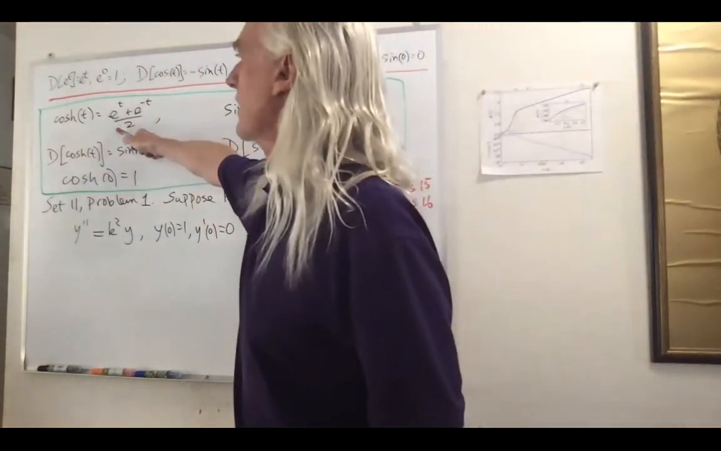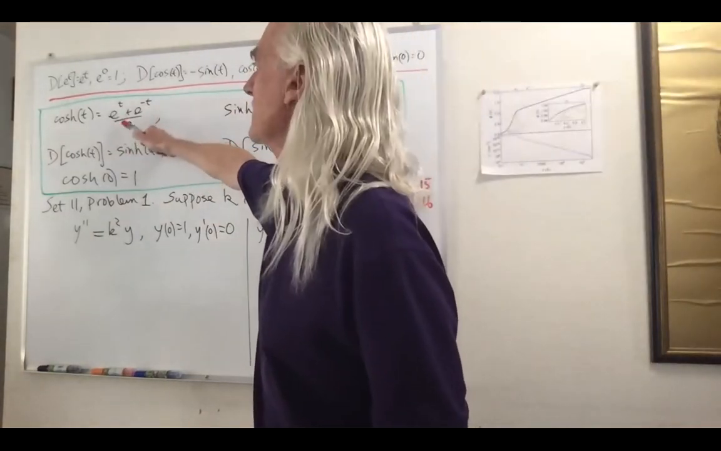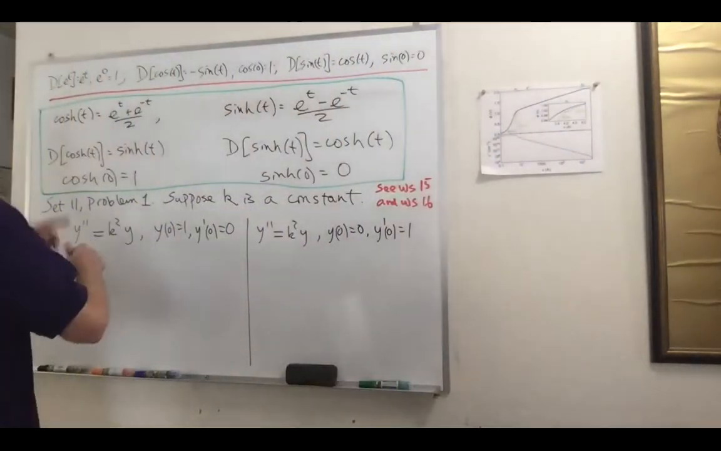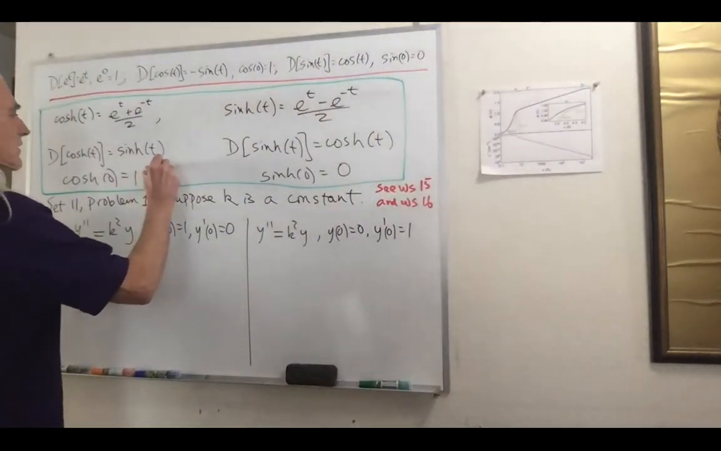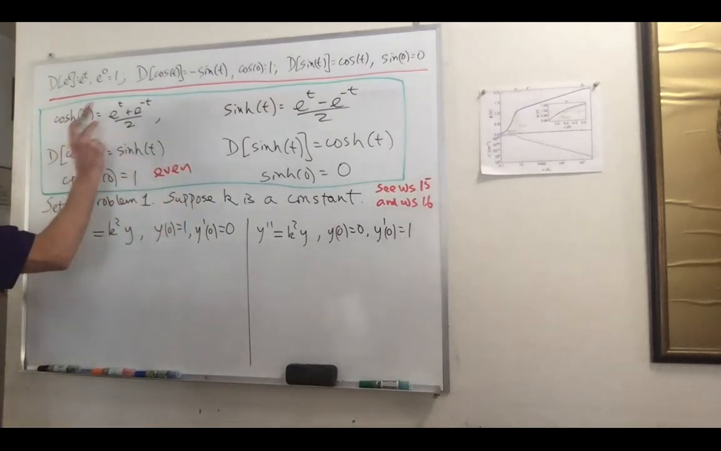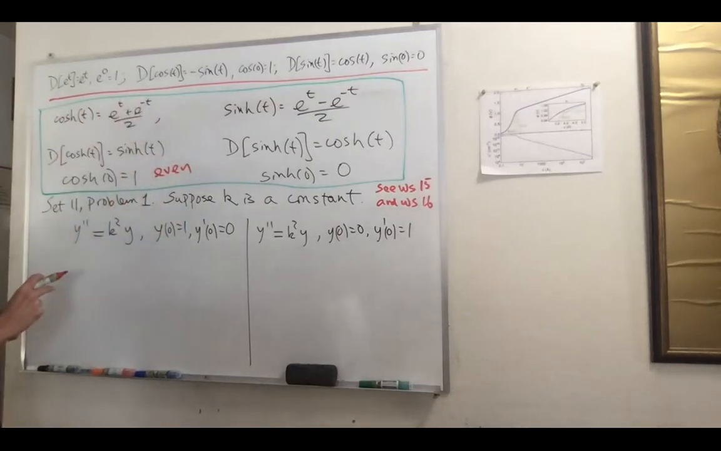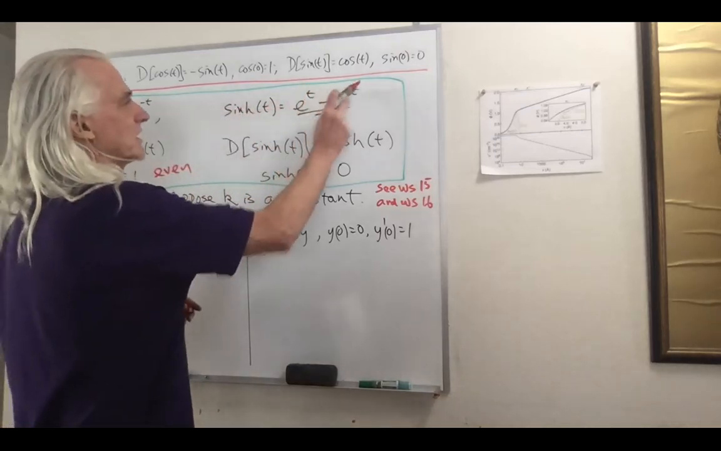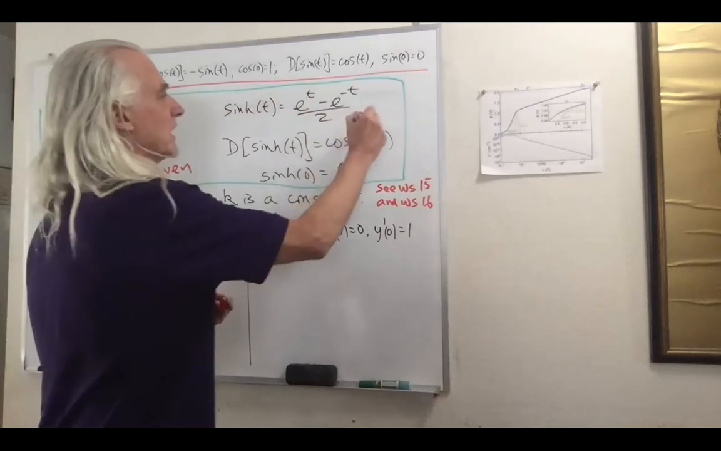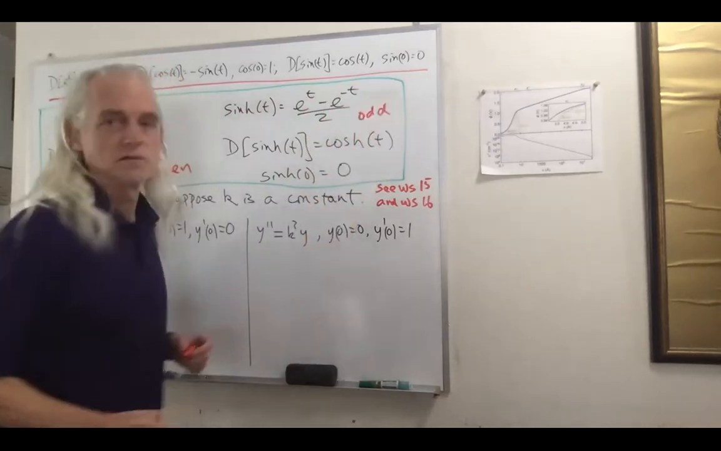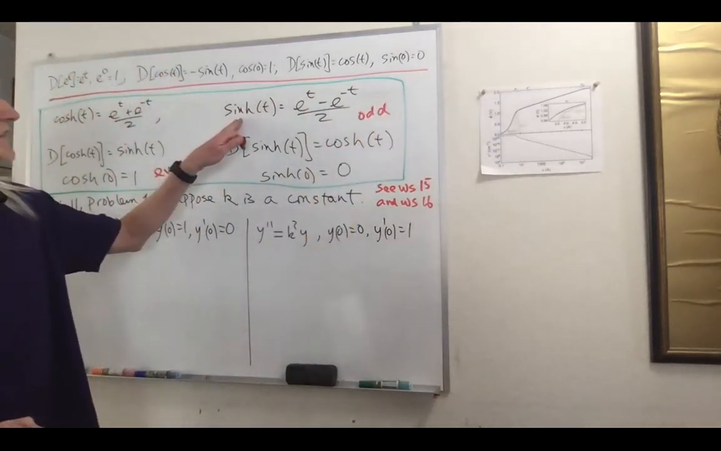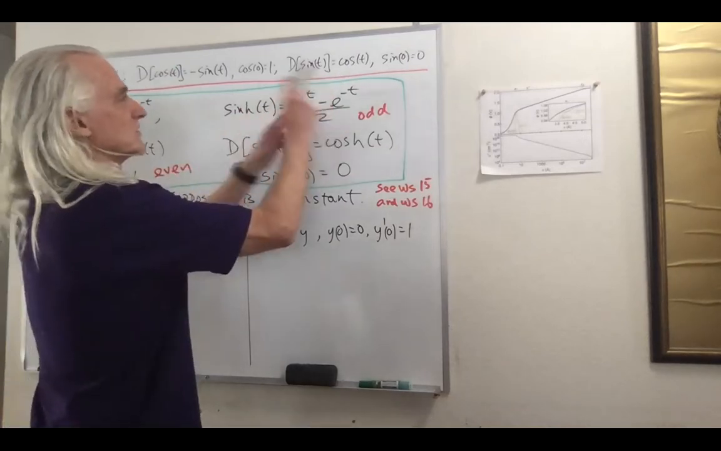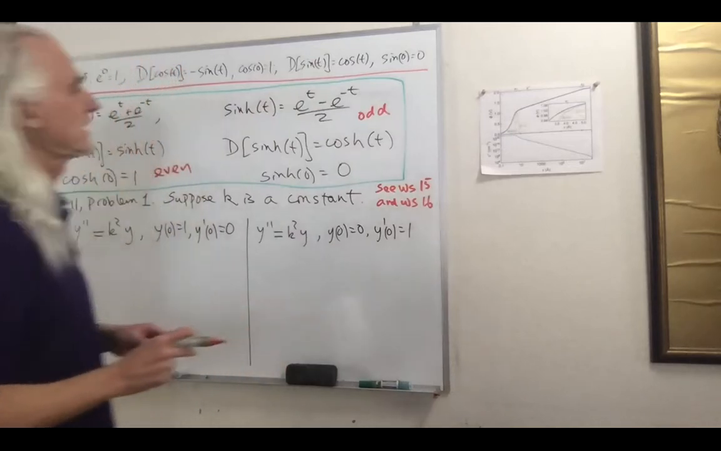So the hyperbolic cosine, cosh of t, is e to the t plus e to the minus t over 2. And you notice that cosh is even, because cosh of negative t is the same as cosh of t. And sinh of t is e to the t minus e to the negative t over 2. This is an odd function of t, because if I take sinh of negative t, these things switch with the minus sign, I get a negative.